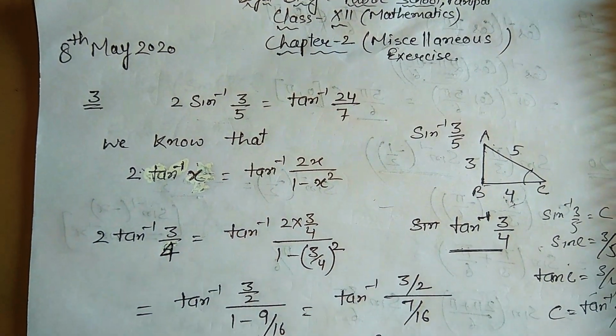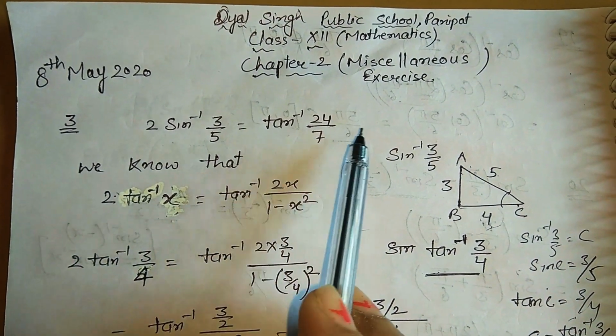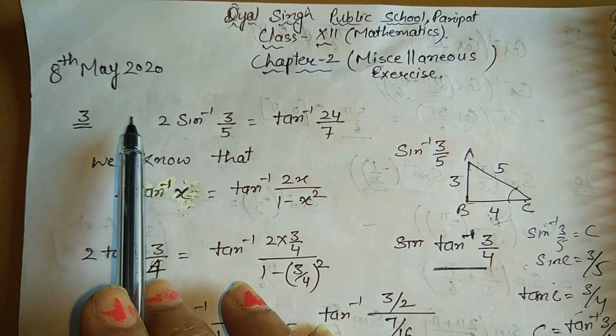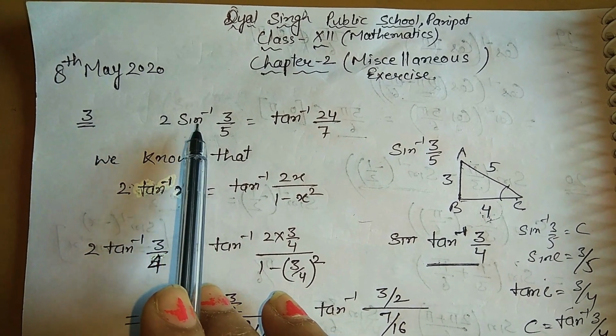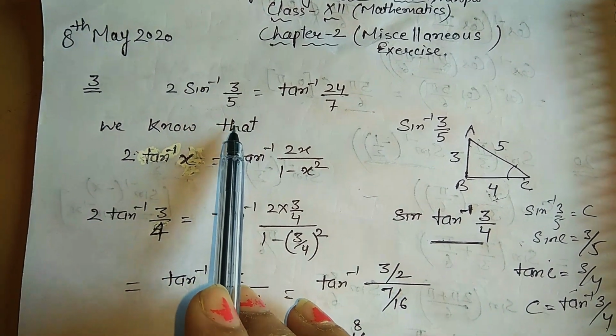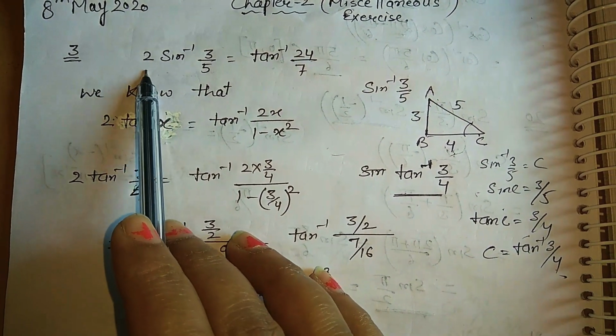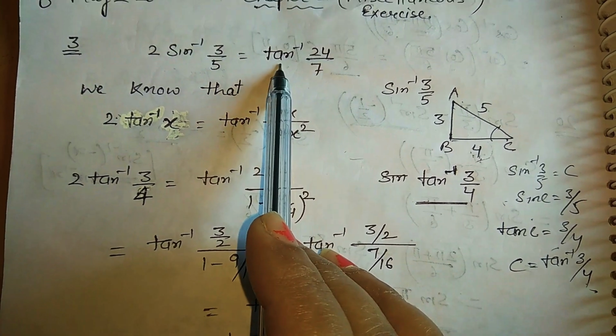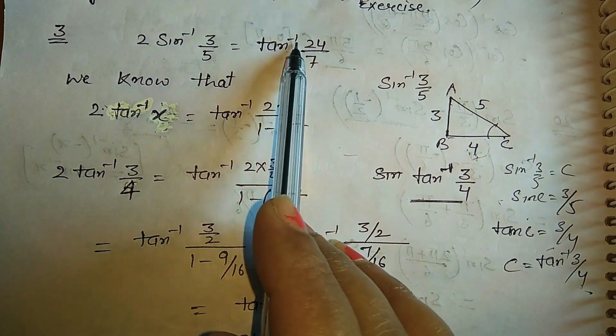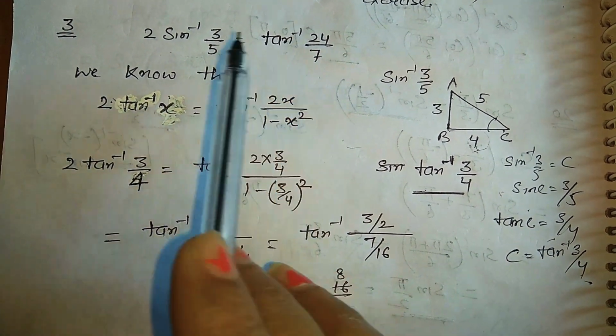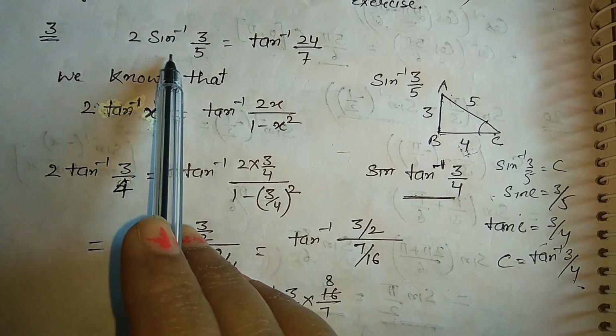Hello everyone. Today we will do the miscellaneous exercise of chapter 2, and the first and second questions you will do yourself because these are very easy questions and related to the last exercise. In the third question, we have to prove that 2 sine inverse 3 by 5 is equal to tangent inverse 24 by 7. It means we have to change sine inverse into tangent inverse.